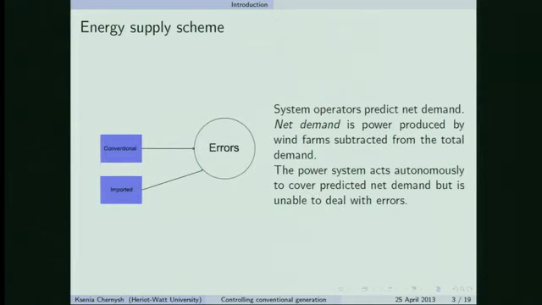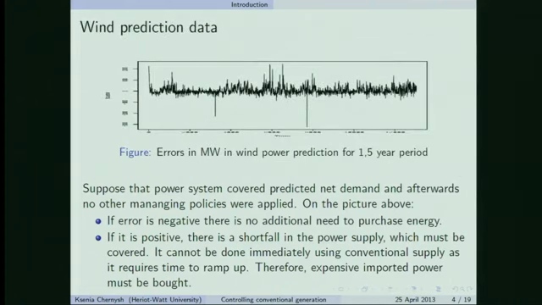Instead of the previous picture, we will look at this picture. Net demand, as James mentioned already, is total demand minus wind power. There is a system operator, and there is some prediction. The system operator covers already predicted energy, but there are some errors, and our task is to deal with these errors. We have some conventional supply, and we have imported power, and we need to deal with the errors from wind prediction to minimize total cost using only these two types of power supply.